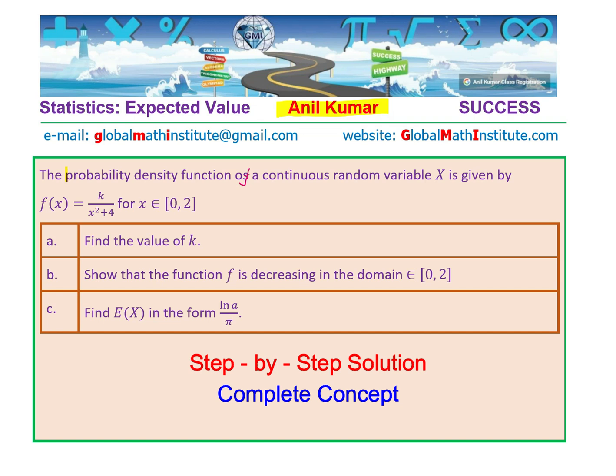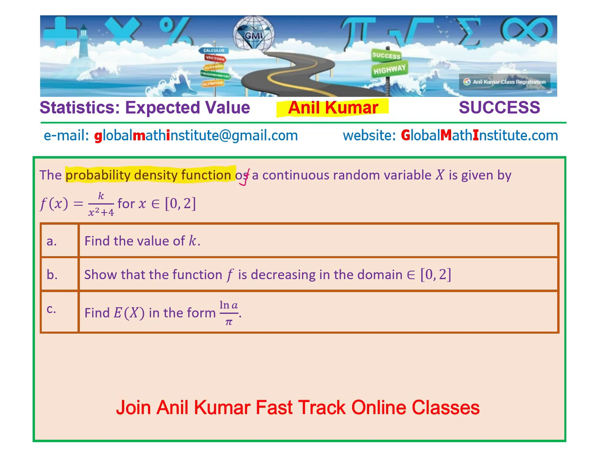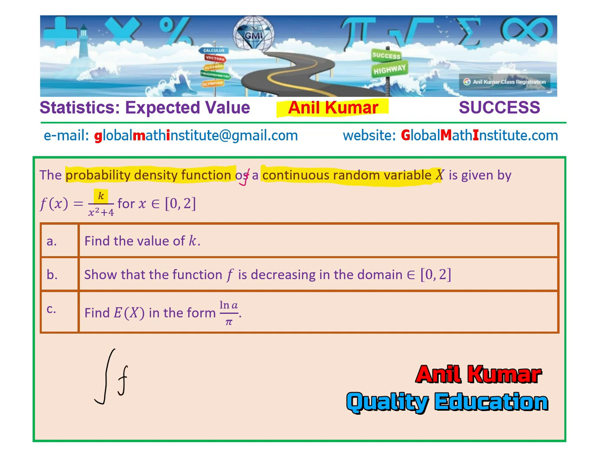So when we are given a probability density function, how can we find the value of k? Well, clearly the area under this continuous random variable x should be equal to 1. That is the basic concept. So we'll begin by finding the integral of the given function f of x, k over x squared plus 4 from 0 to 2, and this should be equal to 1.